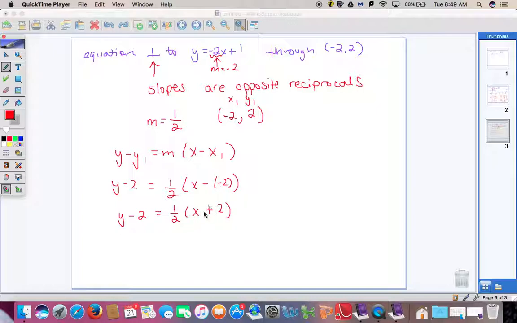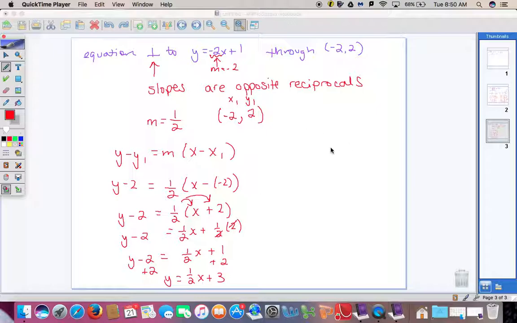Remember, minus a negative is the same as a positive, so we have an addition here. Now I can distribute. So if I distribute, I have 1/2 x plus 1/2 times 2. Well, 1/2 times 2, those cancel, which leaves me with just a 1 here. So I have y minus 2 equals 1/2 x plus 1. Now if I add 2 to both sides, I get y equals 1/2 x plus 3. And that would be the answer to this equation.